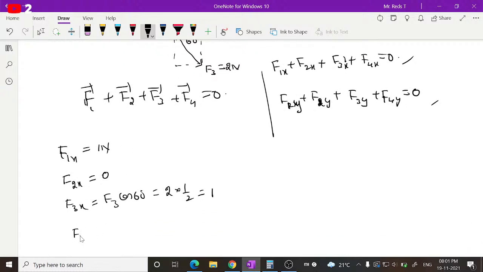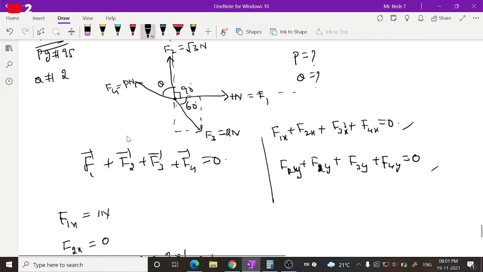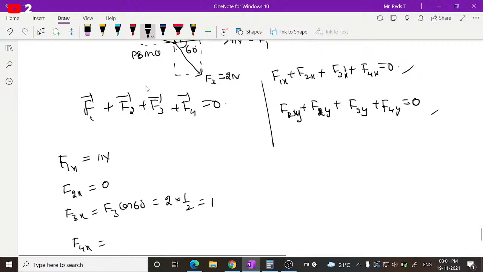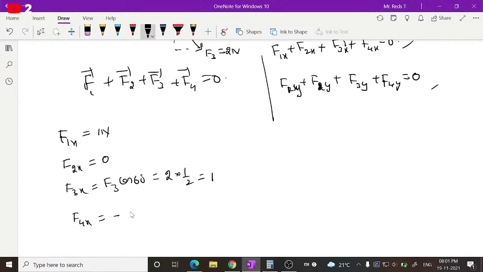Then f4x. The fourth one is making an angle of theta with the y-axis. If you resolve, the y component is p cos theta. The x component will be p sin theta, but it is acting along the negative x direction, so you have to take its x component as minus p sin theta.